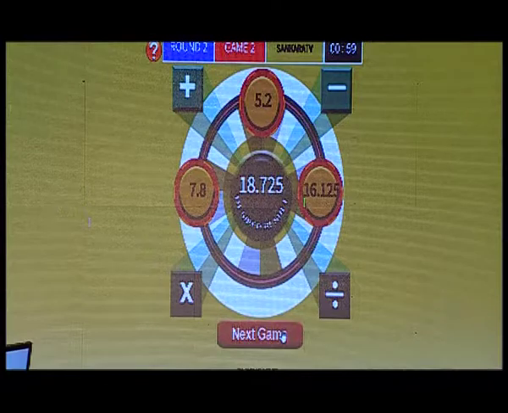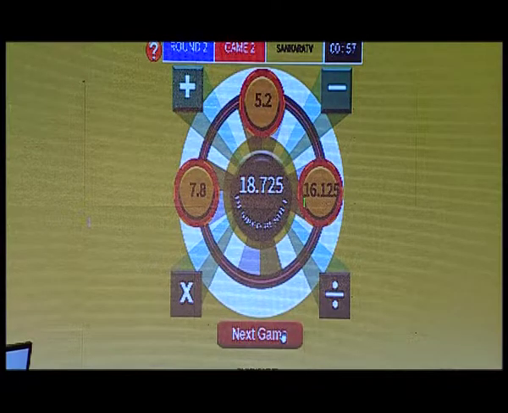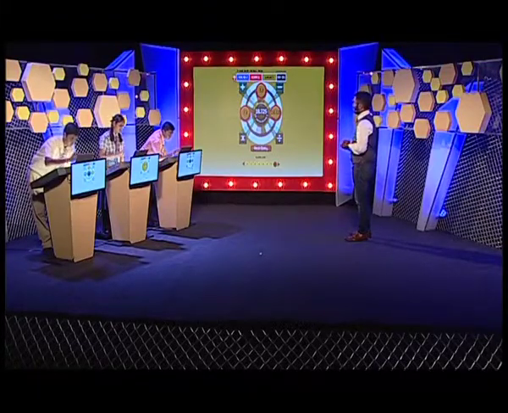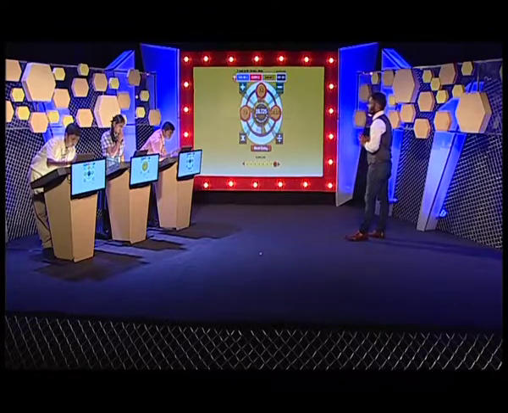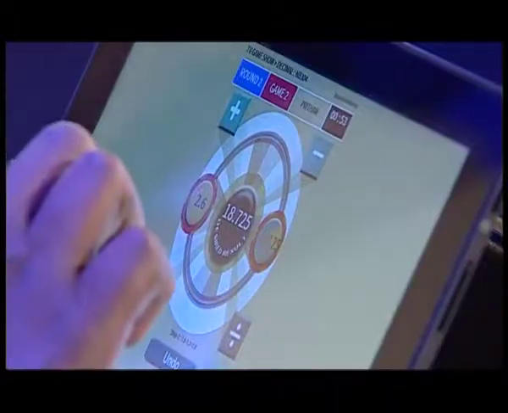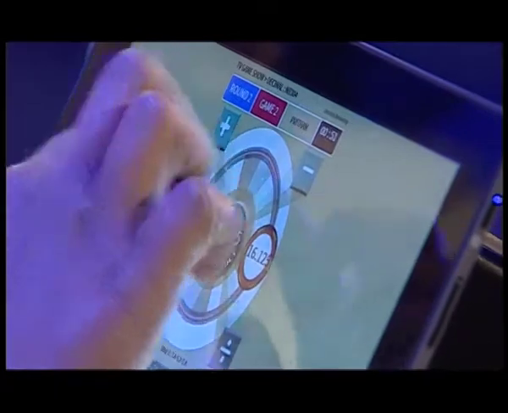We'll go on to game number 2, round number 2 on your screens. Here we go. Okay, 18.725 is what I require from you guys. 7.8, 5.2, 16.125. The 2 operators available are addition and subtraction.